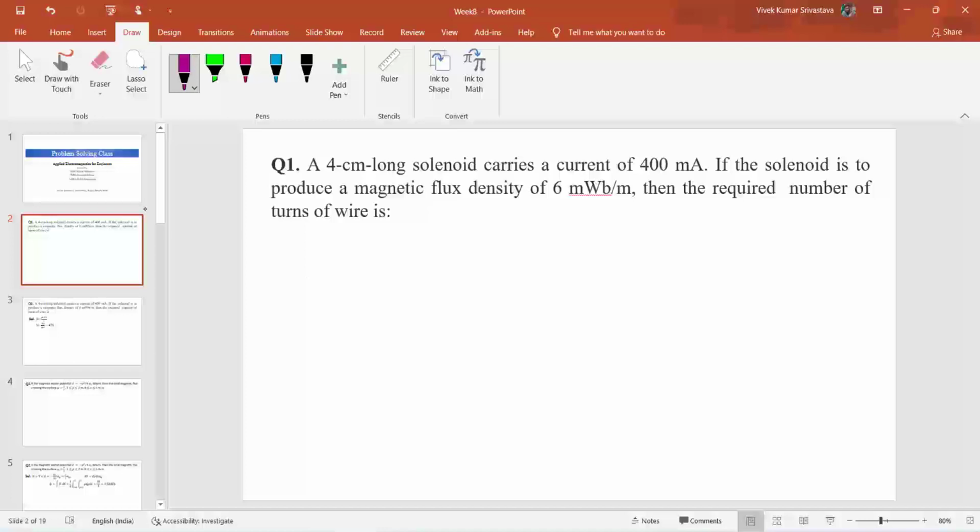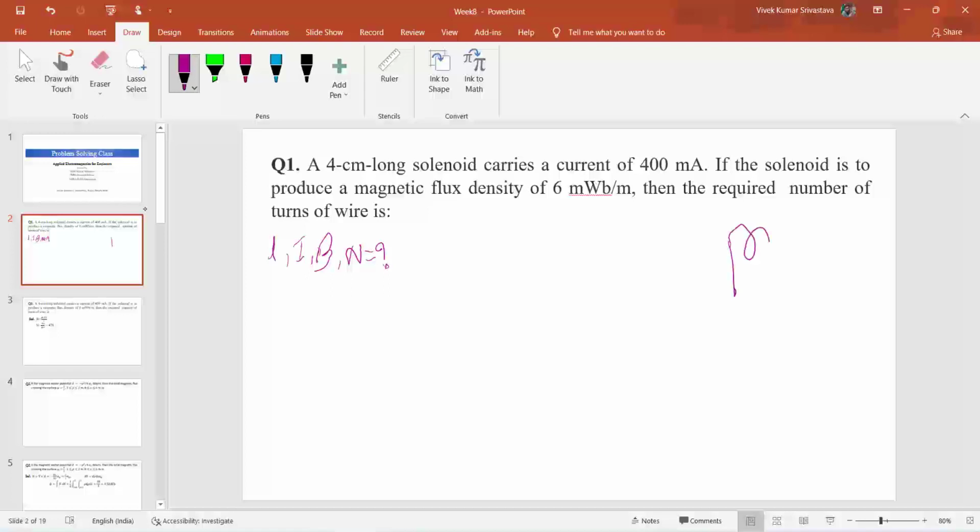Here the length of the solenoid, the current flowing through the solenoid, and the magnetic flux density are given to us, and we have to find how many turns are required in the solenoid such that it can produce this much field. So before finding the number of turns, we first have to derive the expression of magnetic flux density inside the solenoid.